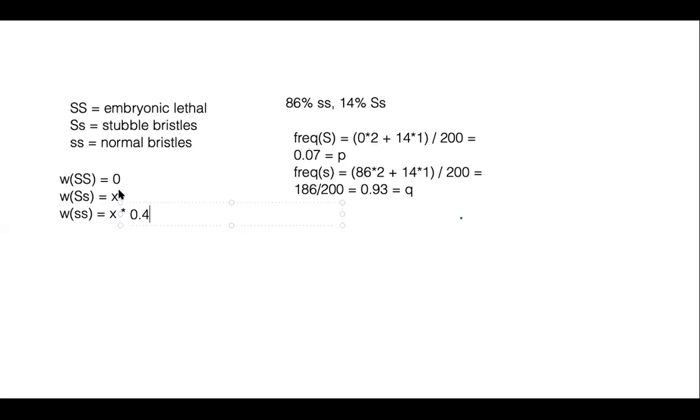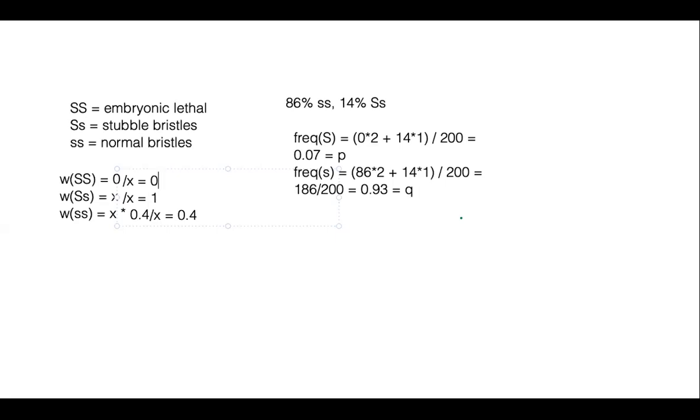All right, so now we do what we did before, and we divide all of these by the largest value. And the largest of those three is X. X is greater than X times 0.4, and X is also greater than 0. So if we divide all three of these terms by X, what we get is 0.4, 1, and 0 again for our fitnesses.